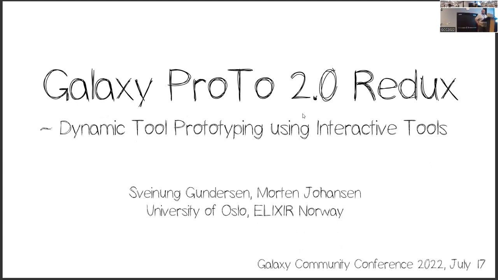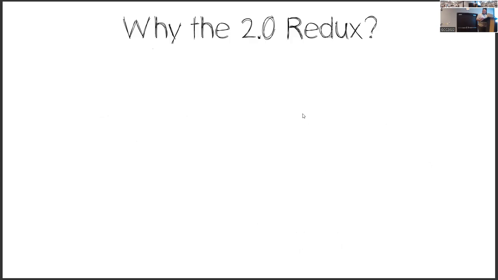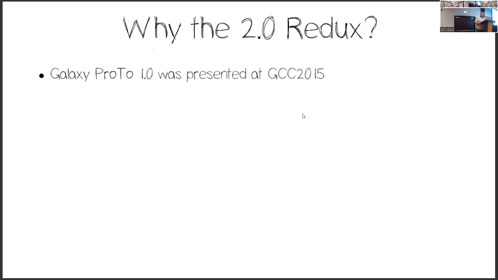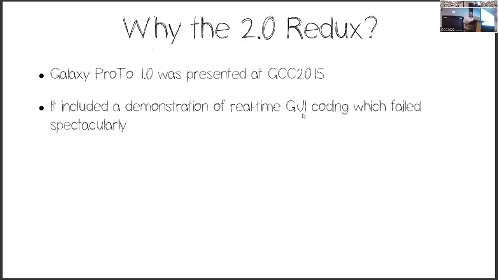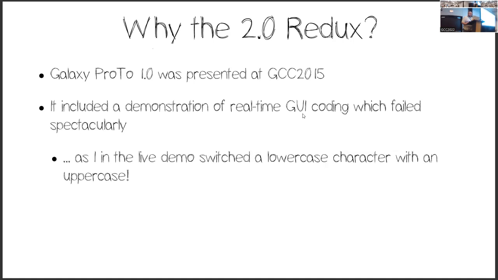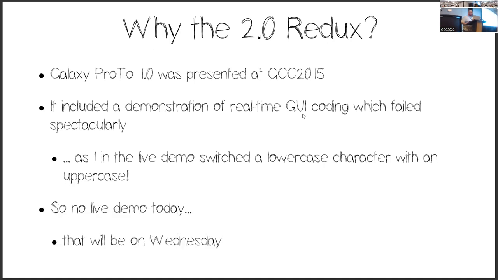Yes, thanks. Galaxy ProTo 2.0 Redux is about dynamic tool prototyping using interactive tools. So why the 2.0 Redux? I presented the Galaxy ProTo 1.0 at the conference in 2015 in Norwich, and there was a demonstration of real-time coding of a graphical user interface, which failed spectacularly. Anyone remember that? I managed to use an uppercase character instead of lowercase, which is the reason I found afterwards. Anyway, there's been no live demo today. That would be honest.